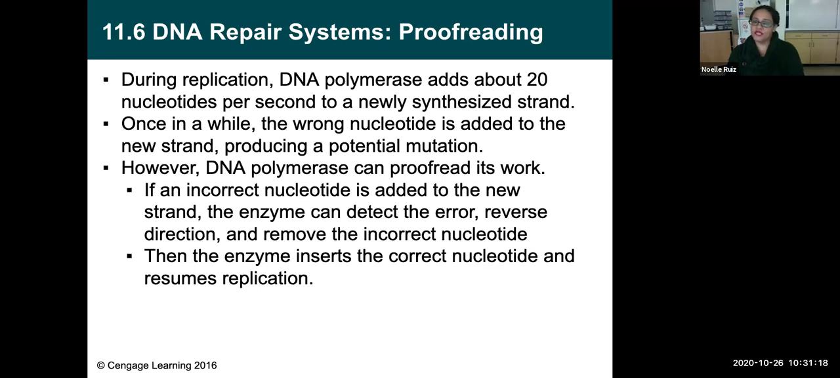If an incorrect nucleotide is added to the new strand, the enzyme can detect the error, reverse direction, and remove the incorrect nucleotide. It's that simple. Oops, I made a mistake. Let me go back and erase it. The enzyme then inserts the correct nucleotide and moves on. It's like when you're writing, especially in pencil, you spell a word wrong, you erase it, you spell it right, and you move on. DNA polymerase in our cells, they do this for us all the time.